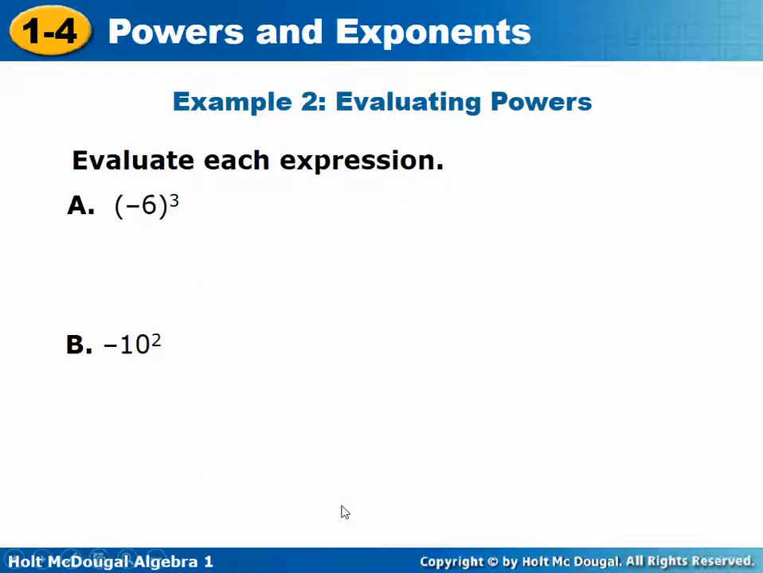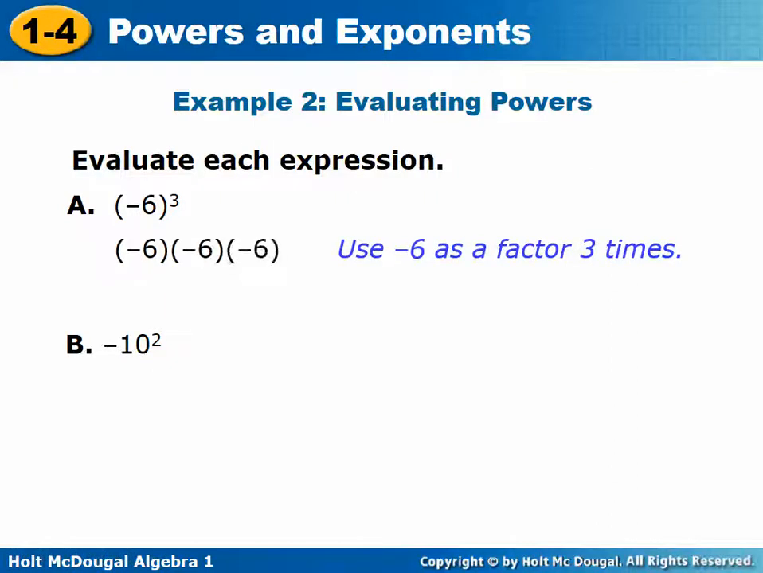Here's some examples where we are to evaluate each expression. So be really careful because both of these have a negative in them. In A, there's parentheses around the -6. So the base is -6. That's the factor that we will use 3 times. So we'll take -6 times -6 times -6. And our answer then is -216. And you can do that part on a calculator if you want. -6 times -6 would be +36. And 36 times -6 is -216.